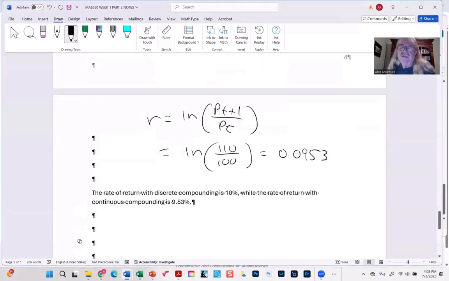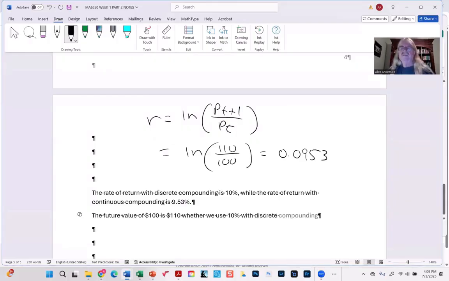If I were to take, in both cases, what this is telling me is that the future value of $100 is 110, whether we use 10% with discrete compounding or 9.53% with continuous compounding. They mean the same thing.